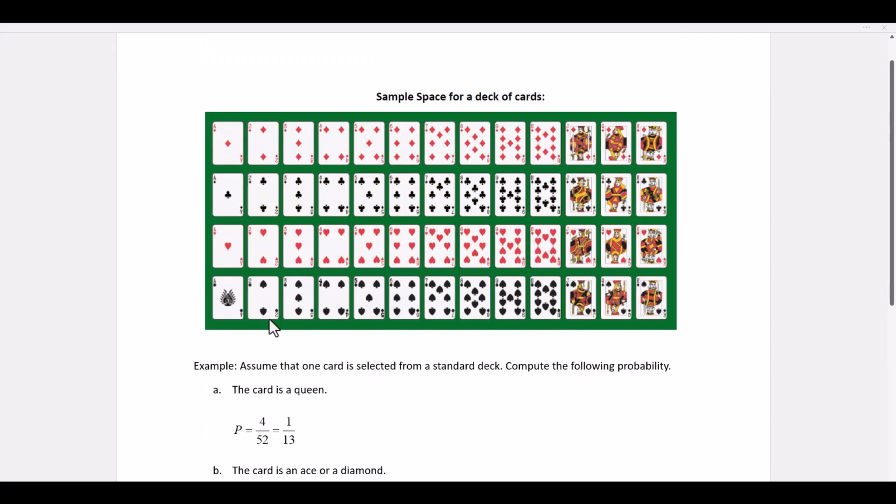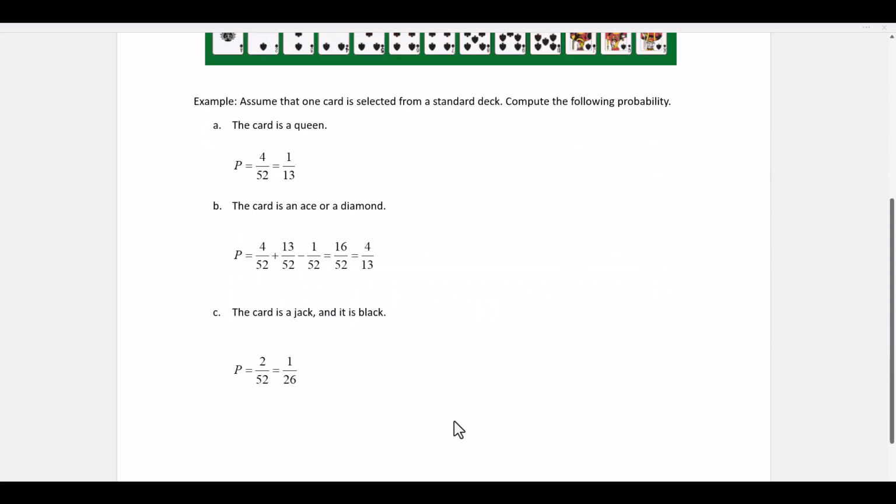But there's a problem. We're double counting the ace of diamonds. We're counting it with the aces, and we're counting it with the diamonds. So we have to avoid double counting. So make sure you subtract out 1 ace of diamonds, because it's being counted here and here. And when we do that, we end up with 16 out of 52. And that's going to reduce to 4 out of 13.